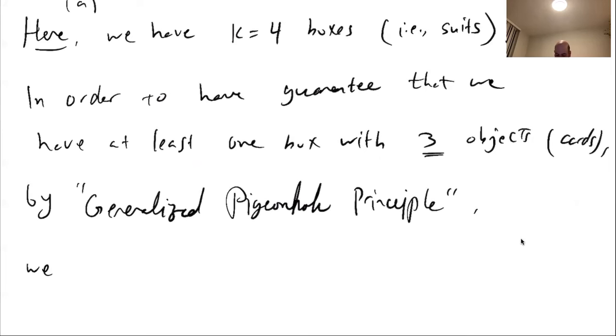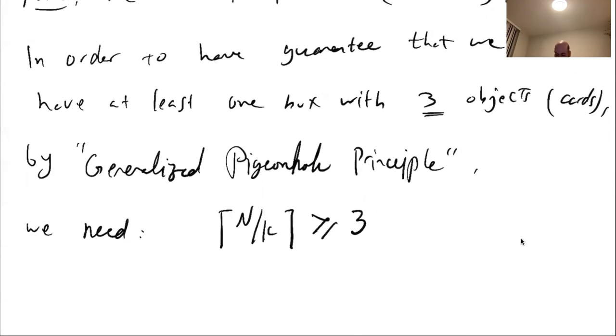We need to have, in order to have a guarantee that you have at least three cards of the same suit, the ceiling of n over k to be bigger than or equal to 3, and k here is 4. Ceiling of n over 4 bigger than or equal to 3.